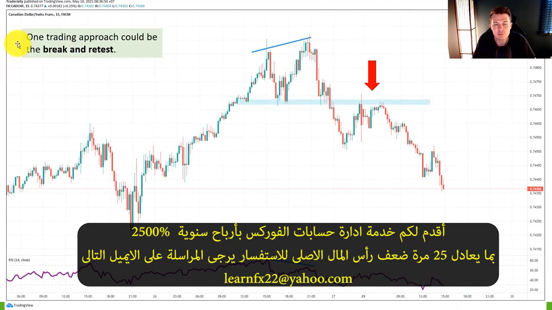And one trading approach, and we will get into different trading approaches, could be a break and retest. So here we have a divergence on our RSI, higher highs here on the price action, lower highs on the indicator, and then the market breaks into a new low, comes back, retests it, and then starts the downtrend.